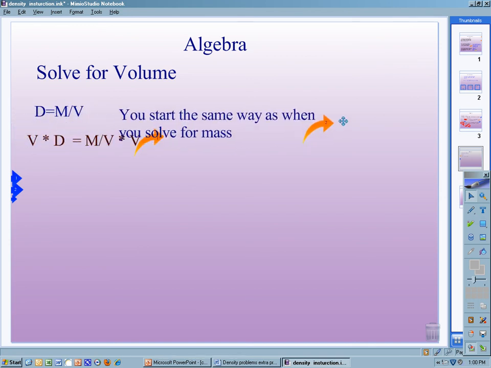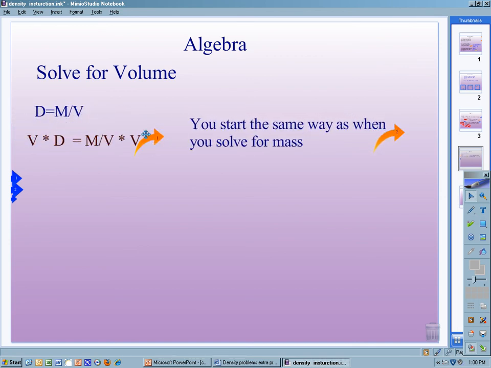And again, you start the same way. When you start the same way, you're going to shift the volume over to the other side. And so these two volumes are going to cancel each other out. And that gets you your solution for mass. Volume times density equals mass.